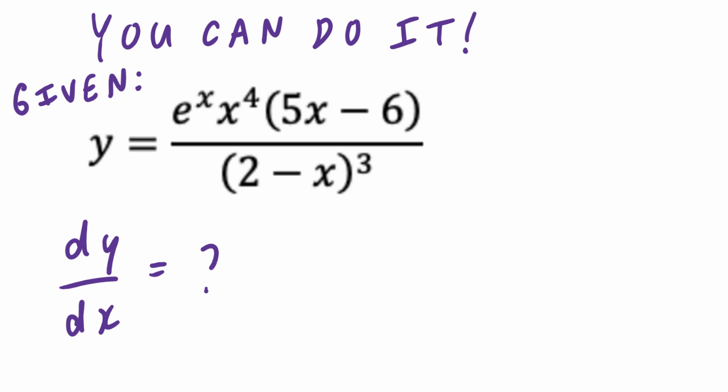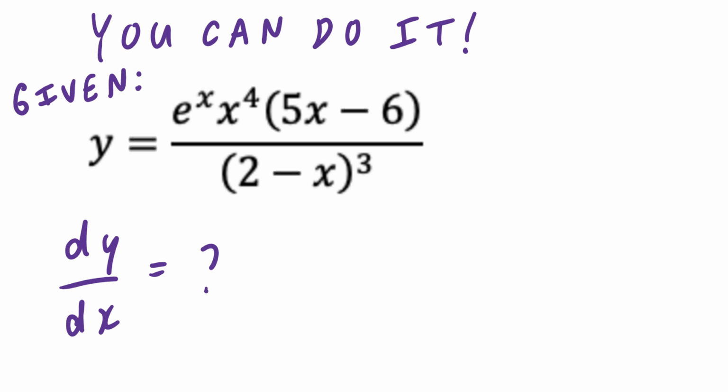Hi everyone, let's take a look at the following function. y equals e to the power of x times x to the power of 4 times (5x minus 6) all over (2 minus x) quantity cubed. We're looking for dy/dx, the derivative of y with respect to x.